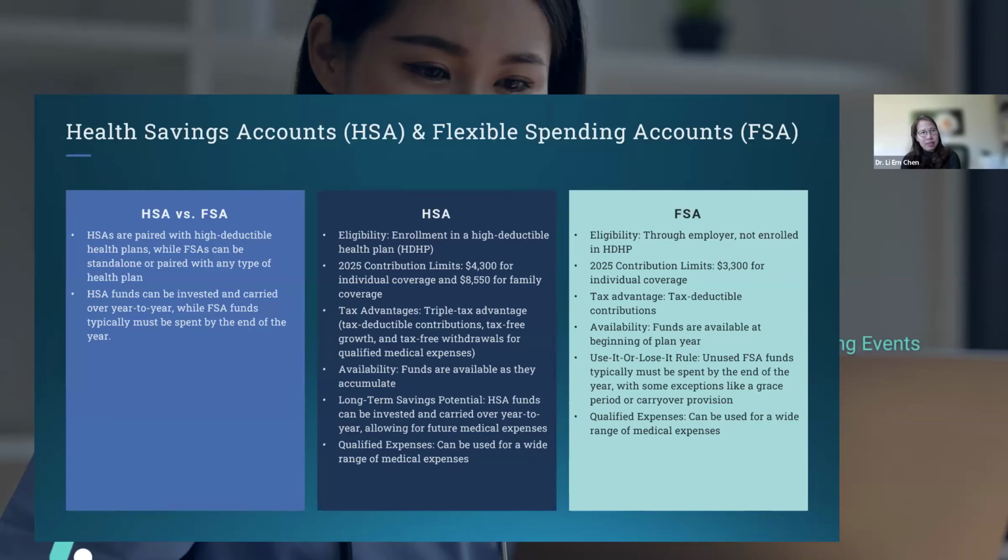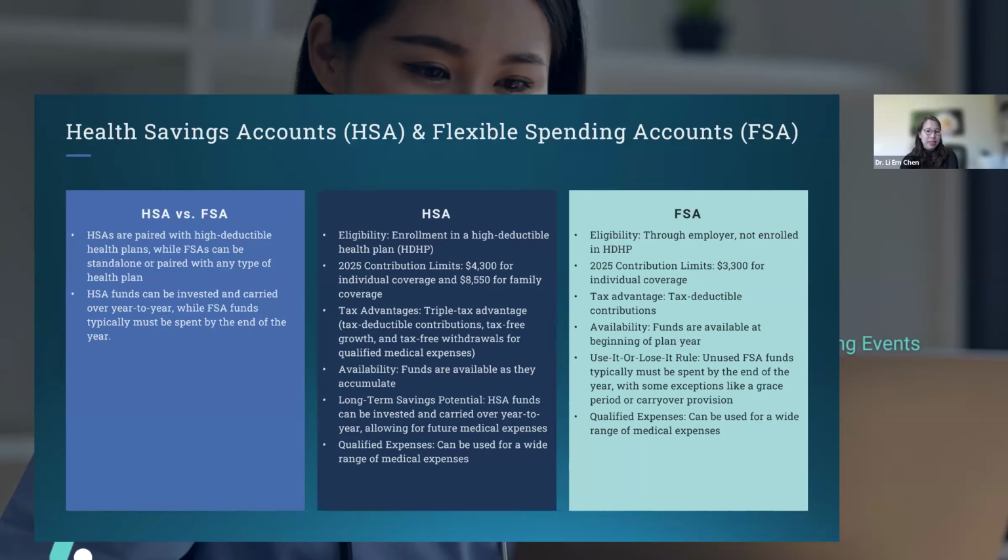Now, here's the thing. With an HSA, you can have one when you enroll in a high deductible health plan. There's a limit to how much you can put in an HSA, which for this year is $4,300 for one person. And if you have a family on the plan, it's $8,550. Oftentimes, an employer will contribute to that amount.